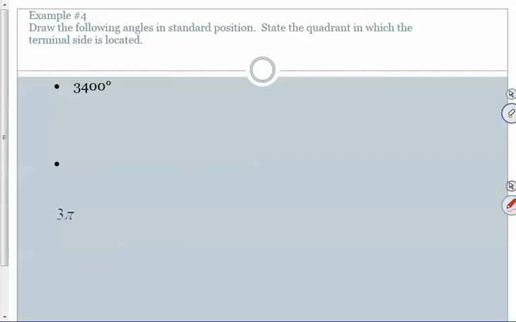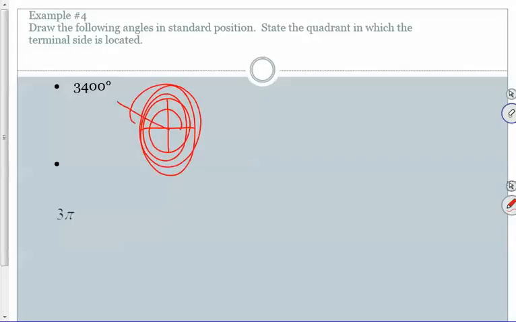3,400. Oh, that's crazy. Well, what you can think about is how many times does it go around 360? So 3,400 is a lot. I don't know, something like this. I just know that it's over in the second quadrant.